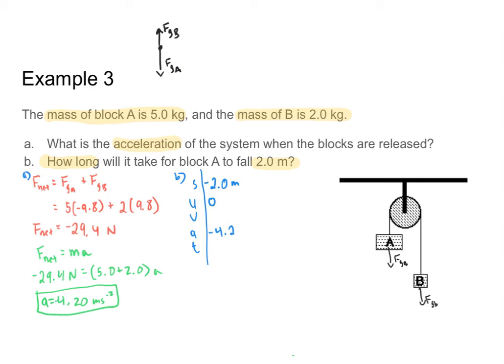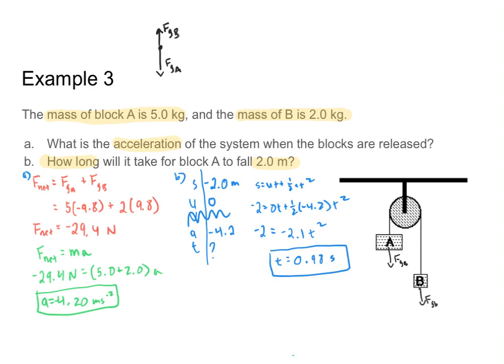That's important. Because we're asking for how long this whole thing will take, that means that my unknown is my time, and velocity is my extraneous variable. So I can use the equation S equals ut plus 1/2 at squared, or negative 2 is equal to 0t plus 1/2 times negative 4.2 times t squared, giving me negative 2 is equal to negative 2.1 t squared, or when I solve for t, it is approximately equal to 0.98 seconds. And there we go.